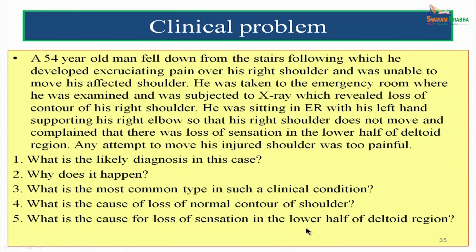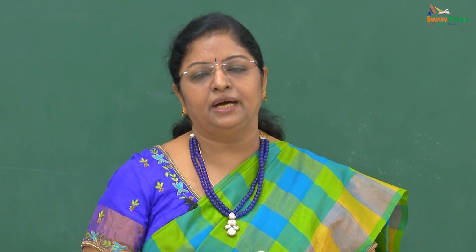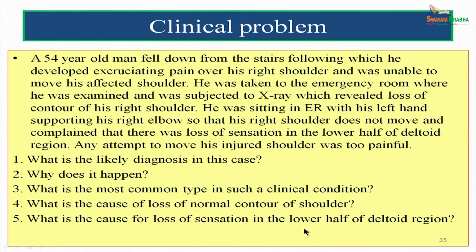What is the cause for loss of sensation in the lower half of deltoid region? The skin of the lower half of deltoid region is supplied by axillary nerve. So, the slipped head in the axilla would have impinged or compressed upon the axillary nerve, and that is why there is a loss of sensation in the lower half of the deltoid region.